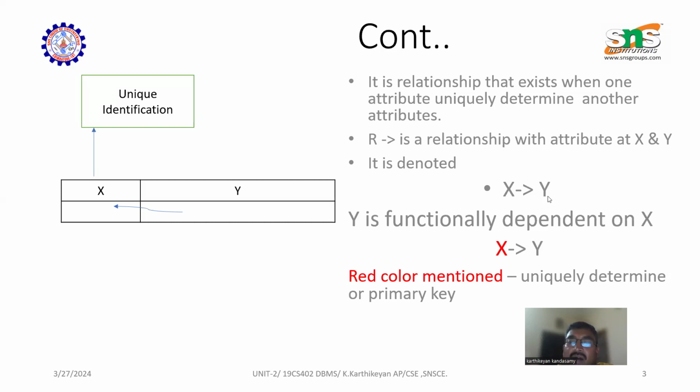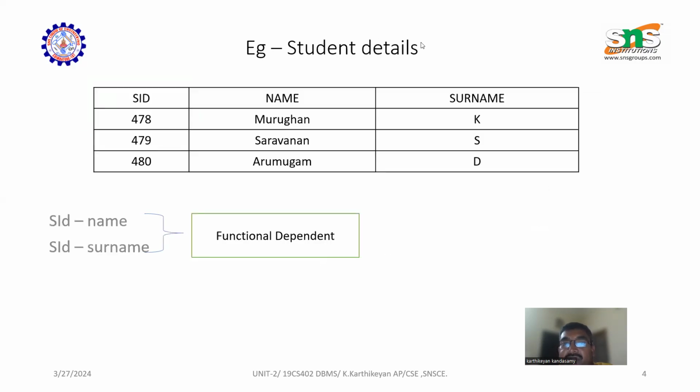For example, this is the serial number, and this one is the name of the person. So X → Y. An ID determines the address, name, mobile number or any other attribute. This is one example: student details with student ID, name and surname. 448 is a student ID, name Murugan and surname K.